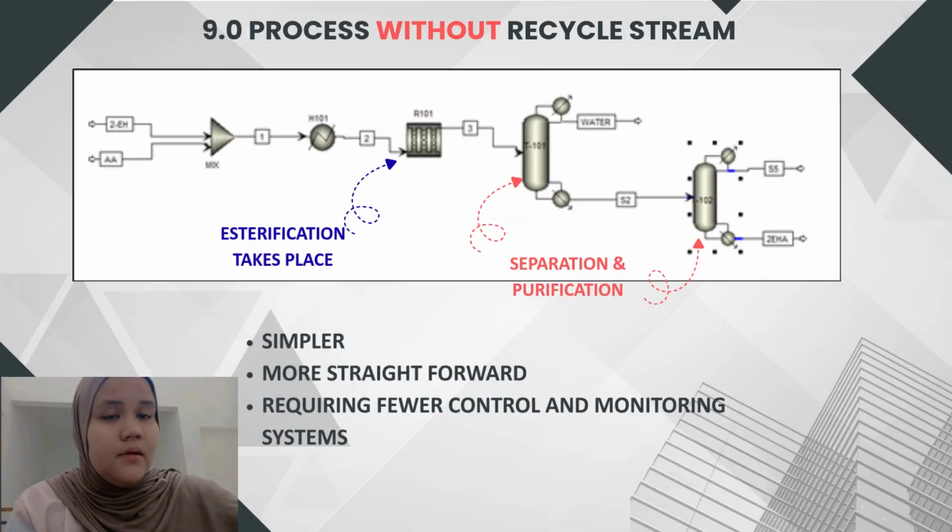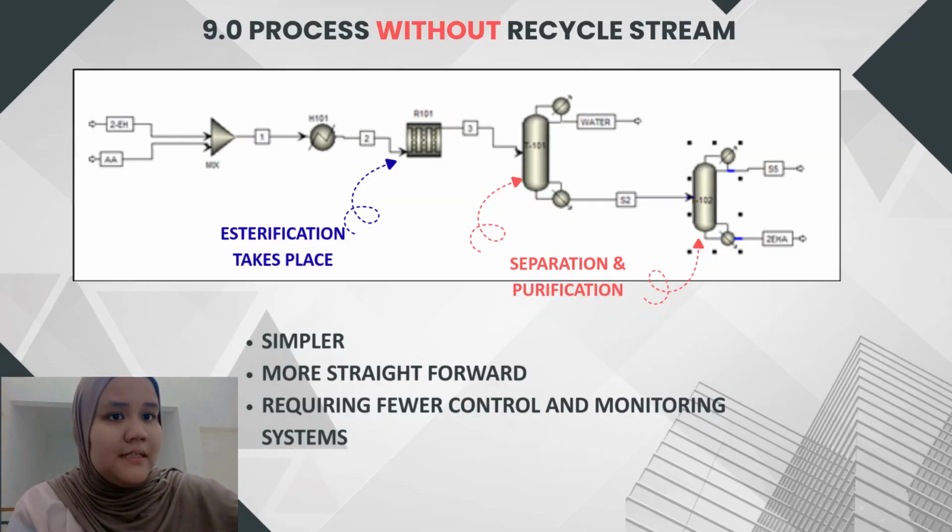In the setup, acrylic acid and ethylhexanol are mixed at M101 and then heated at H101, and then they go through the reactor, which is R101. Here, esterification takes place. Then the product will pass through two distillation columns, which are T101 and T102. This is where separation and purification happen. This design is simple and straightforward, and requires few controls and monitoring systems.